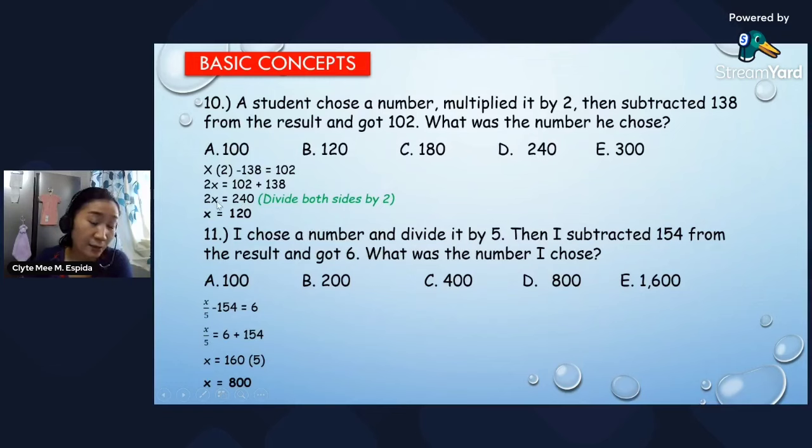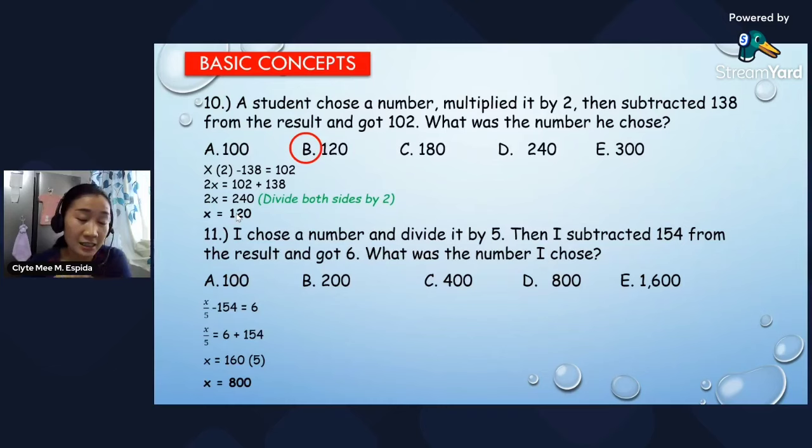Next, wala pa tayong sagot since x has a coefficient of 2. We could remove 2 by dividing both sides by 2. So x now becomes 120. Okay, sige. Let's have number 11.